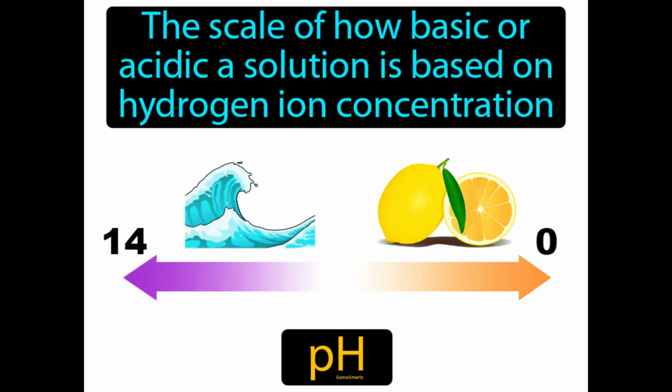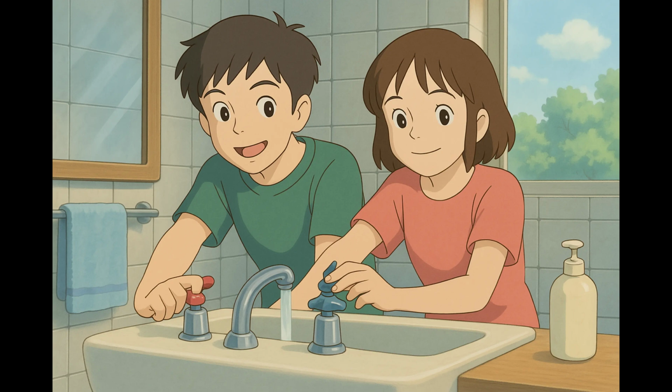The scale of how basic or acidic a solution is based on hydrogen ion concentration, pH. pH measures how acidic or basic a solution is, with lower values being acidic and higher values being basic. Imagine trying to find a perfect balance between hot and cold water in your shower to get the right temperature. Just like adjusting the water temperature involves finding the right mix of hot and cold, determining the pH of a solution involves measuring the concentration of hydrogen ions to see if it's too acidic or too basic.